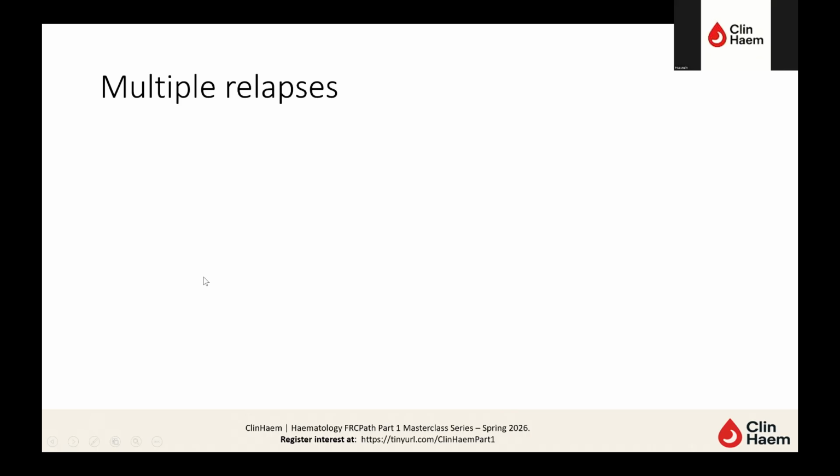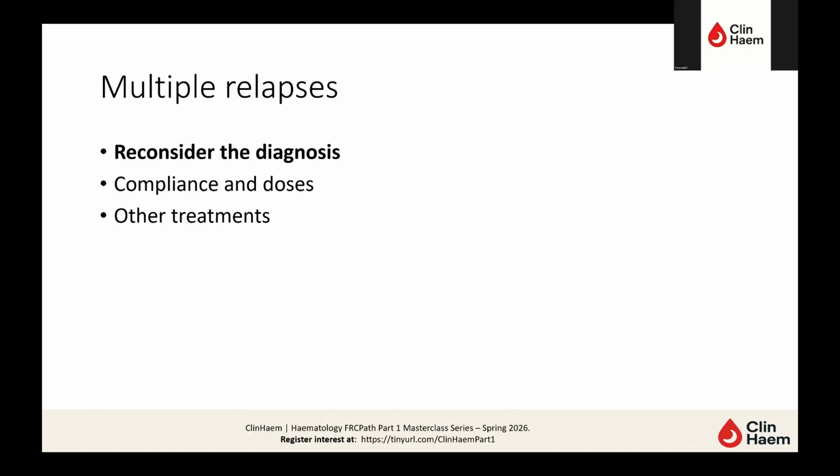If a patient has multiple relapses, the most important point is to reconsider the diagnosis, because this was a diagnosis of exclusion. So you do a bone marrow biopsy and look into other causes, inherited causes, genetic tests, etc. If you can't find anything, you will, of course, side by side, assess compliance and dosing as well. And if you're sure this is ITP, you move on to the next lines.